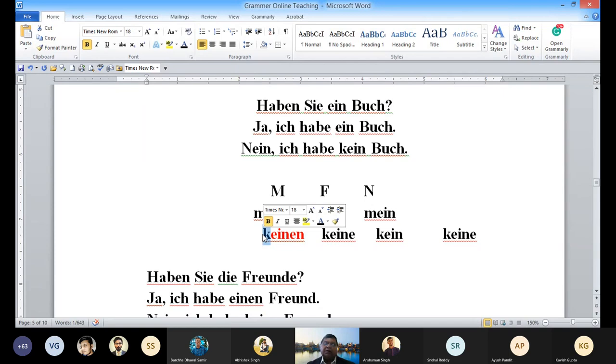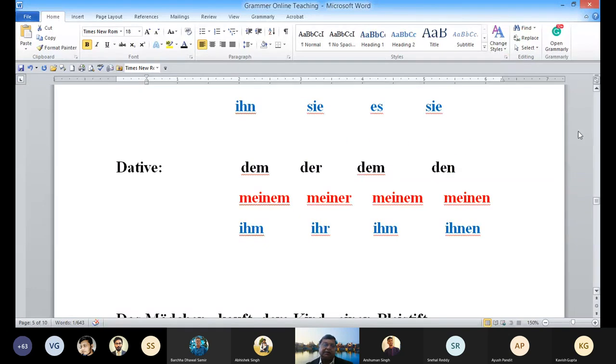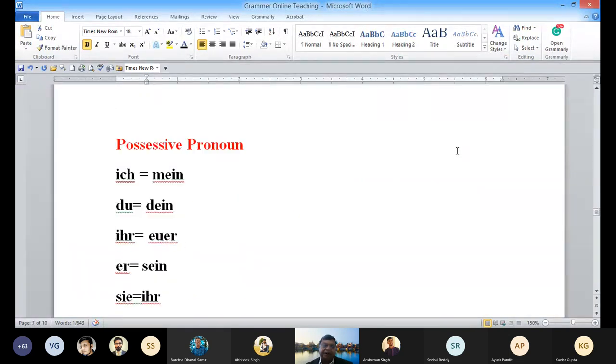Suppose somebody is saying that he has a book, or suppose I am using any masculine noun, he has a table, Tisch, T-I-S-C-H, table is a masculine noun, you know, in German. So er hat, he has einen Tisch, he has a table. But suppose I want to say he has my table, so I am replacing einen by meinen. So er hat meinen Tisch, he has my table. So like that, these possessive pronouns that I am explaining right now are nothing but the replacement of the article.